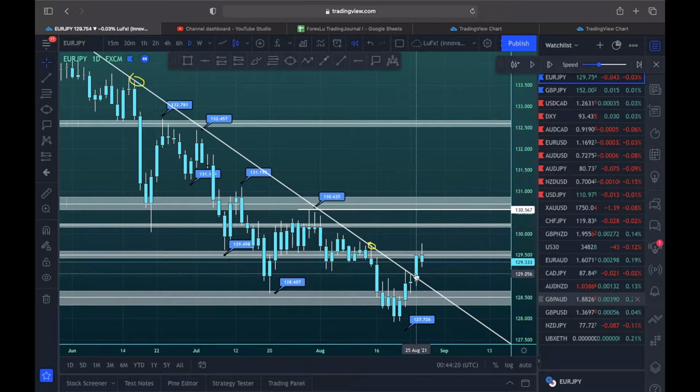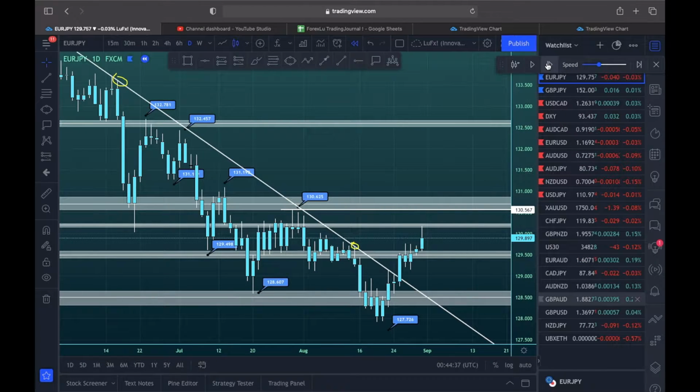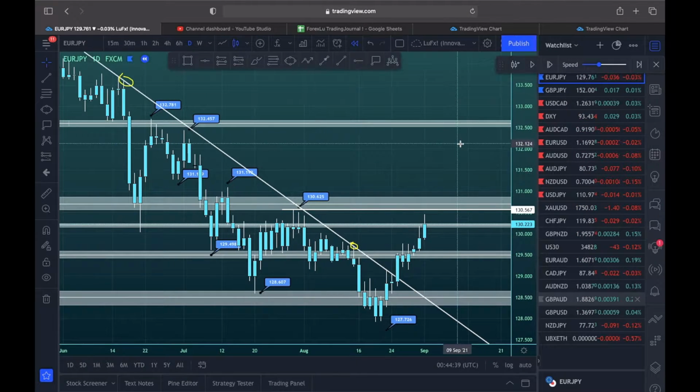Alright, as you can see, we broke out right here, right? So sellers probably got in right here thinking that the market is going to push down again like it did right here off the third touch of the trend line, right? But it didn't. And instead, it pushed out of that with a big bullish engulfing candle. So now we're thinking that price is going to go up, or whatever we're thinking.